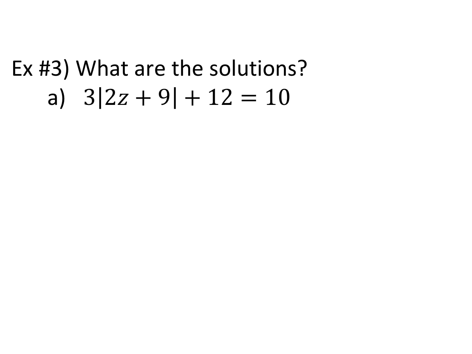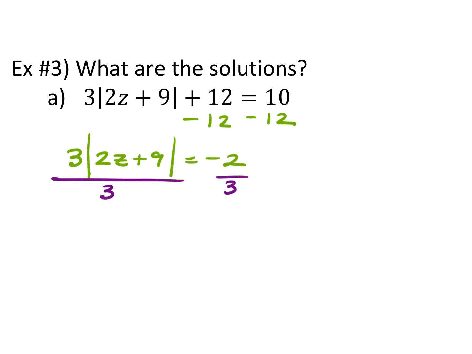Tell me the first thing you would do to solve. Subtract the 12. Okay, so we're going to go minus 12 minus 12. So it's 3 times the absolute value of 2z plus 9 equals negative 2. What comes next? Divide by 3. So you get the absolute value of 2z plus 9 equals negative 2/3. Now what? Wait, how did the 3 go away? You don't divide by 2z?